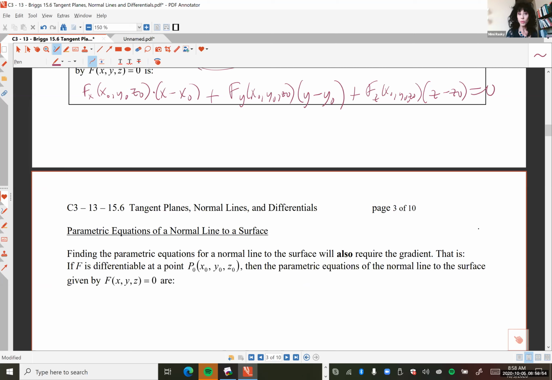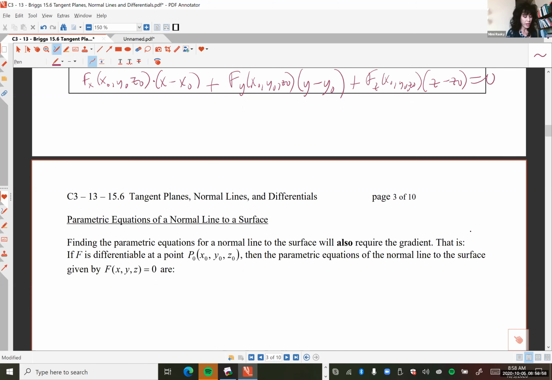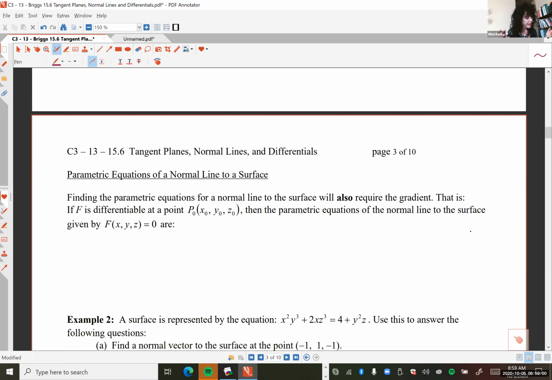Now what about that normal line that's piercing through your surface? How do you get the parametric equations for that normal line? Very easy. You've got your direction vector, that's the gradient. You have your point on the line, that's the fixed point. So your parametric equations for your normal line can be found very easily.